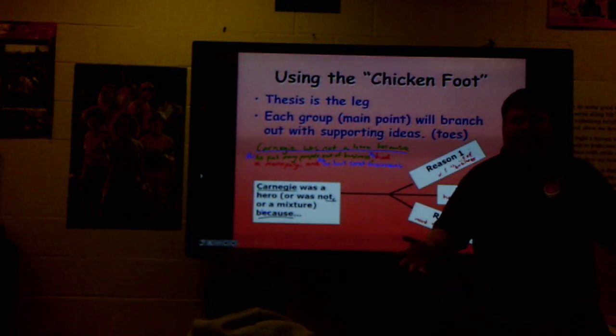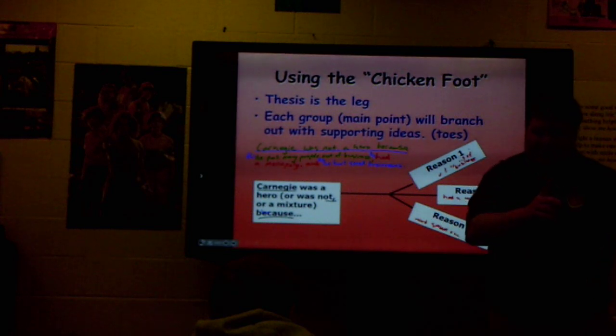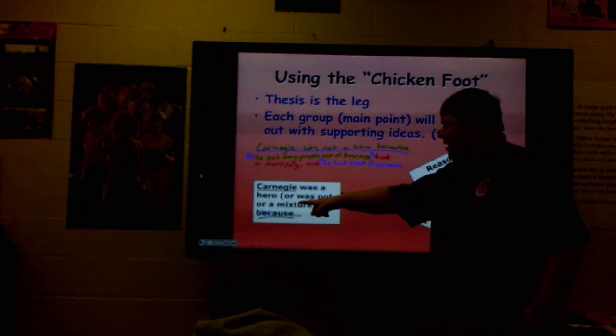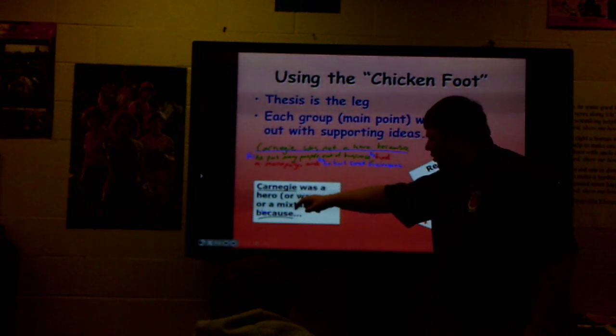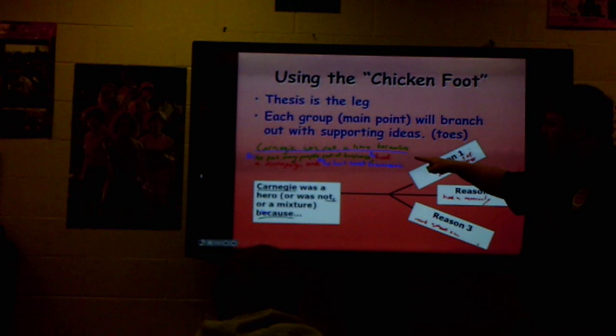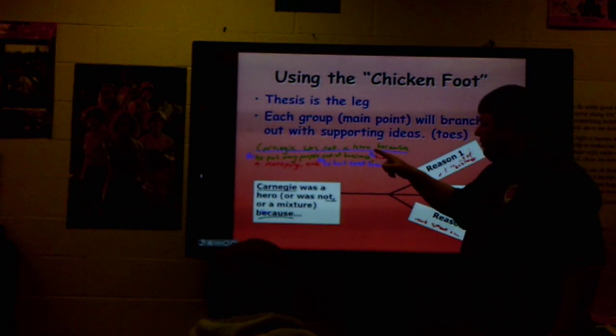Now, how do I make my mind up about that? Do I just decide which one I want to go with? No. How do I make my decision? Based on the documents, right? So let's say, all right, Carnegie was a hero. Then what's the next part of my sentence going to be? Because, okay, then you're going to list reason 1, reason 2, reason 3.